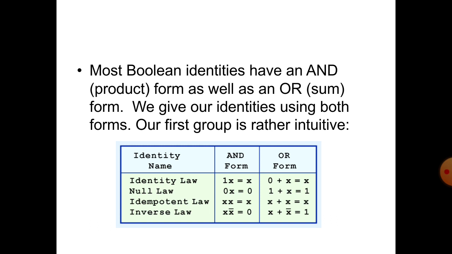First law, identity law: 1 dot x equal to x, 0 plus x equal to x. Null law: 0 dot x equal to 0 and 1 plus x equal to 1. Idempotent law: x dot x equal to x, x plus x equal to x. Inverse law: x dot x bar equal to 0, x plus x bar equal to 1.